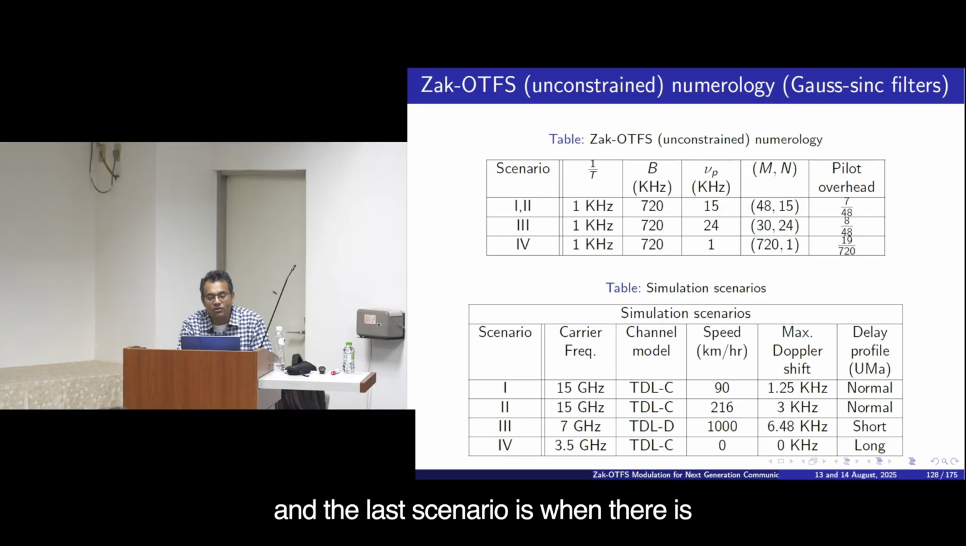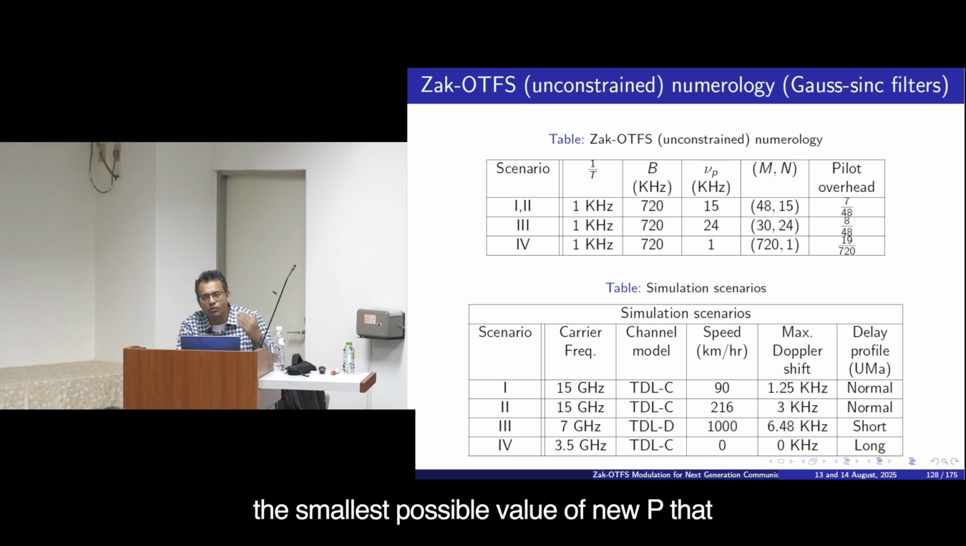And the last scenario is when there is no Doppler. When there is no Doppler, there is no reason to choose a very high value of nu p. So we just choose the smallest possible value of nu p that we can choose.